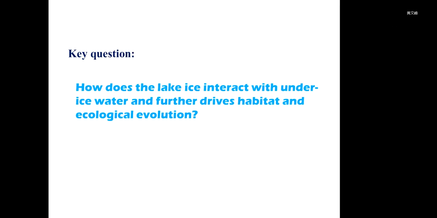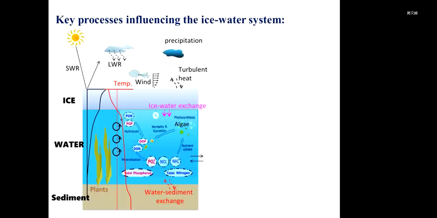But if we want to accurately evaluate the impacts of ice thinning and shortening on limnology, we can easily go to a key question. That is, how does the lake ice interact with under-ice water and further drive habitat and ecological evolution? But if we look at this picture, we will realize that it is not easy to find answers to this question, because there are a great number of physical, chemical, and biological processes influencing the air-ice-lake system.